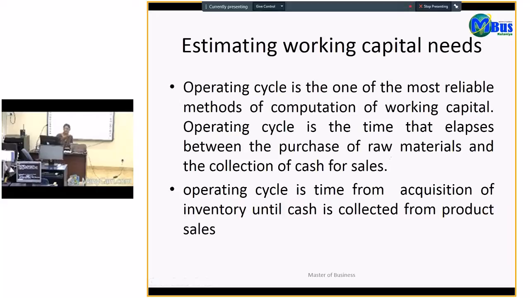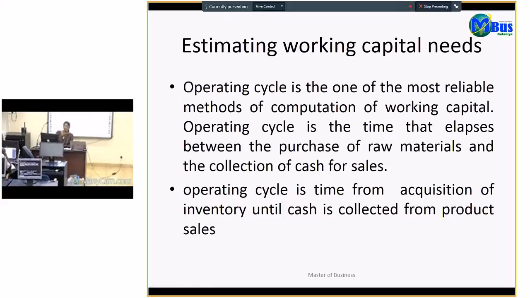Any questions so far? Do you have any questions so far? You should be able to understand what the determinants of working capital are, right?